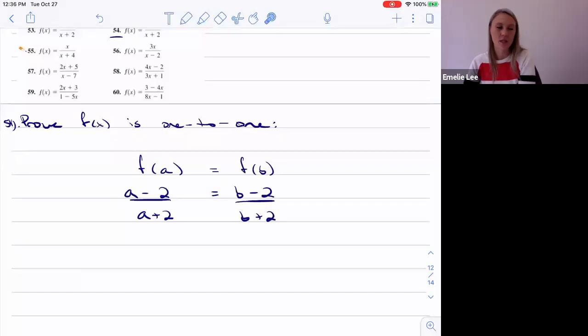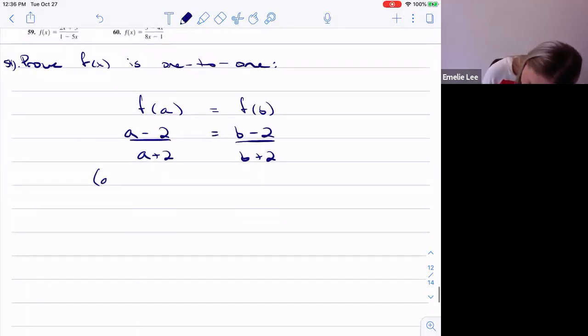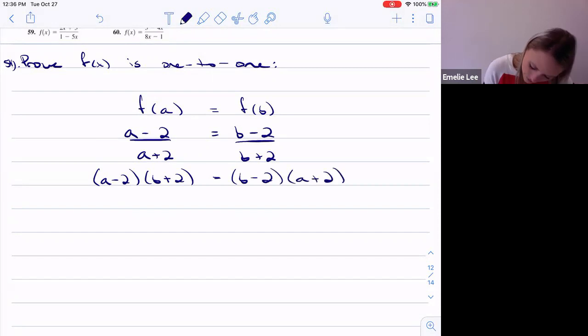So how are you going to solve this if you're going to simplify things? Well, first thing I would do is multiply my b plus 2 over and my a plus 2 over here to see where I end up at. So I get a minus 2 times b plus 2 is b minus 2 times a plus 2. I'm going to expand this out, and from experience, I know things are going to cancel out.